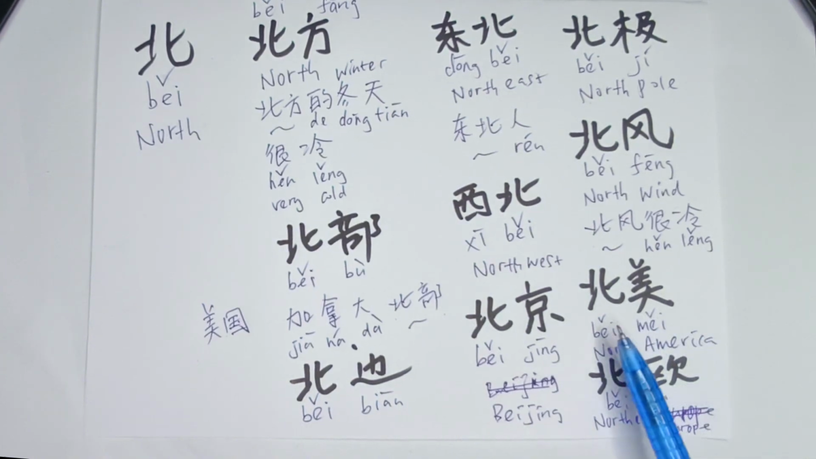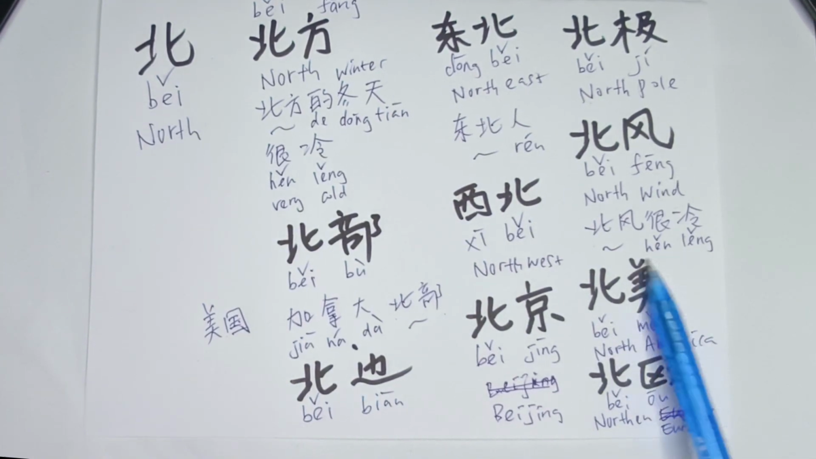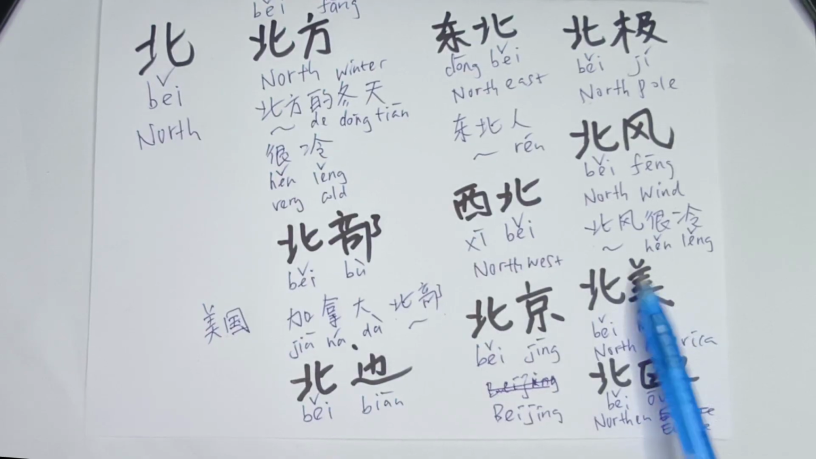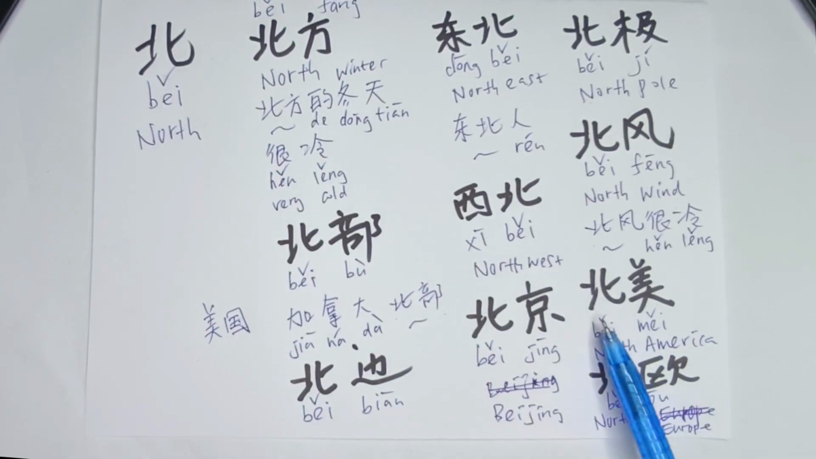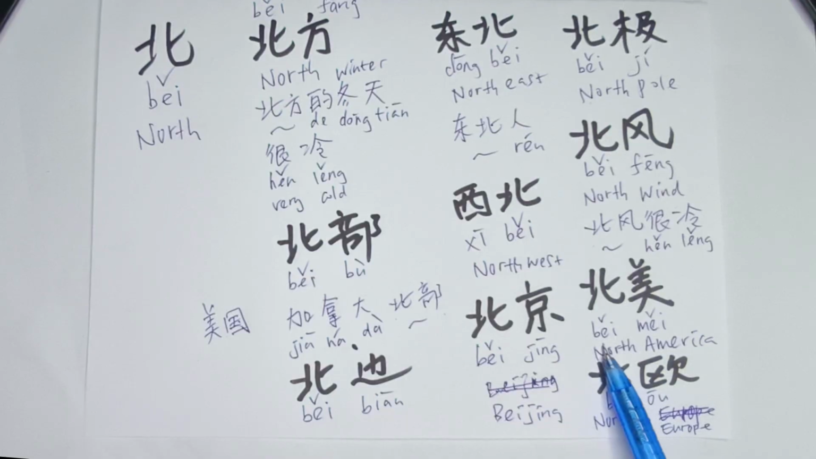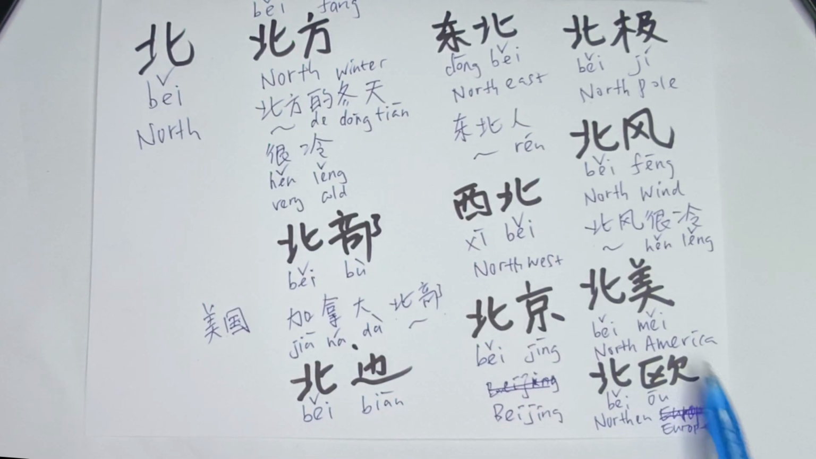北美, North America. 美 means beautiful, but in this case it means America. So 北美, North America. 欧 means Europe. Okay, 北欧, Northern Europe. That's it. Very simple, right? So remember this word.